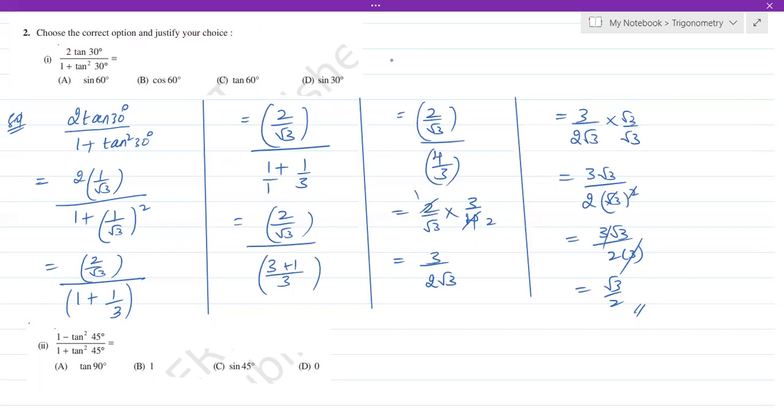Now what is sine 60? Sine 60 is root 3 by 2, isn't it? Cos 60 is 1 by 2. Tan 60 is root 3. Sine 30 is 1 by 2. So which is the correct answer? It is sine 60 degrees. Therefore, the option A is the correct answer.